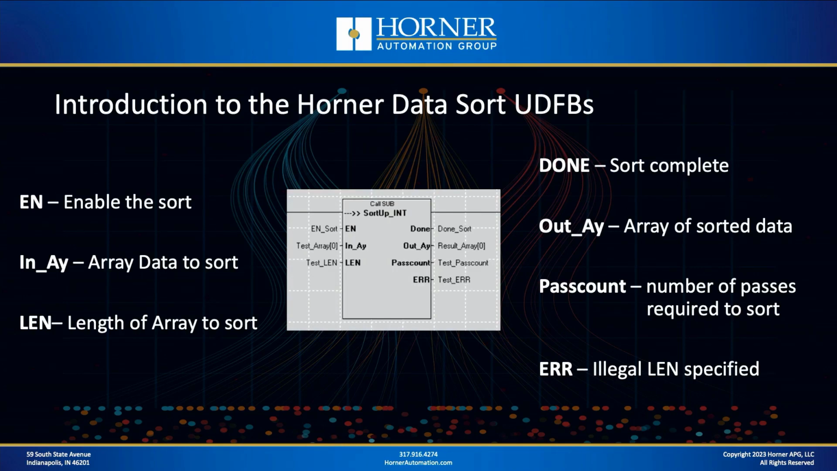Okay, on the output side of the UDFB, there's a done bit that tells you that the data has been sorted. You've got the output array. So that's the data that has been sorted in an array. Now, another thing that's provided as an output, just as a piece of information, is an integer value called pass count. So that is how many passes through the data it was required to sort the actual data that you just executed. So depending on how the data is arranged in your array, it may take a lot of passes or it may take only a few.